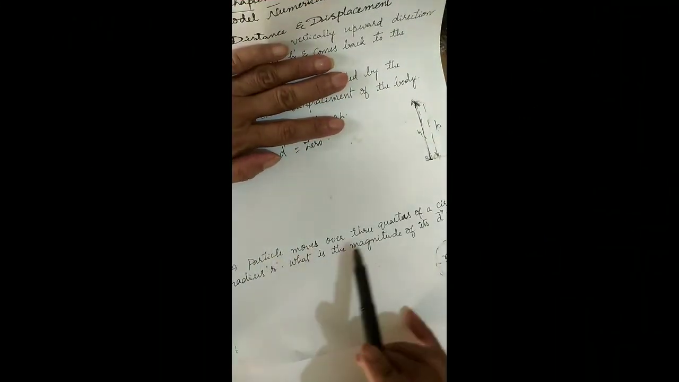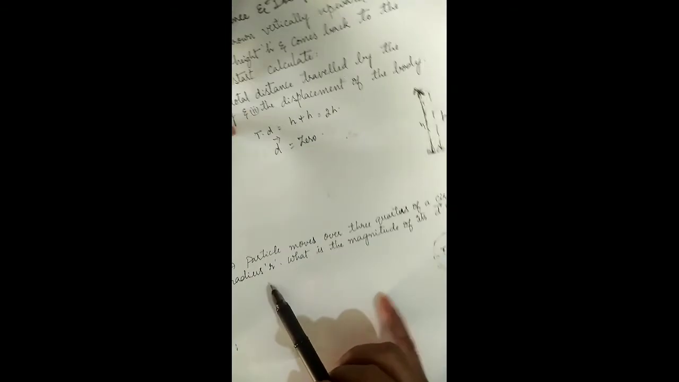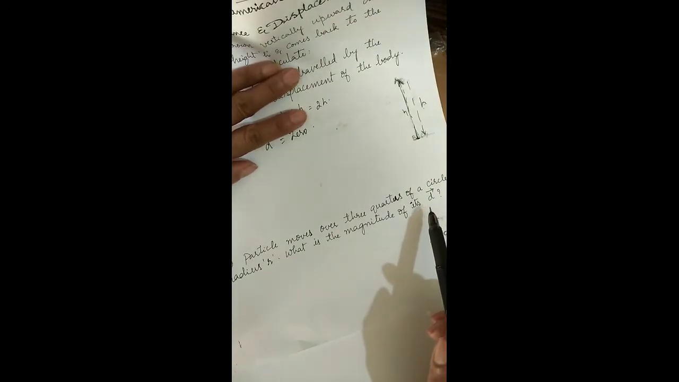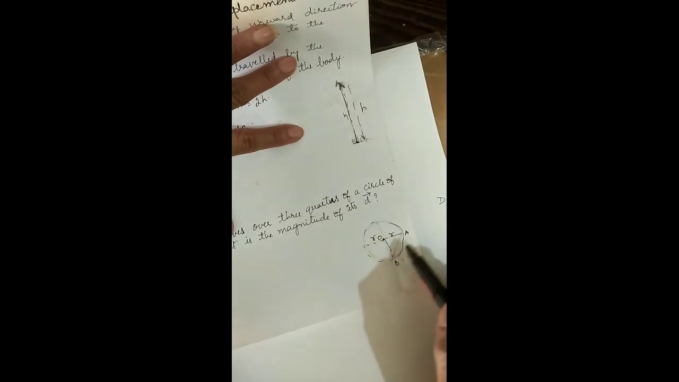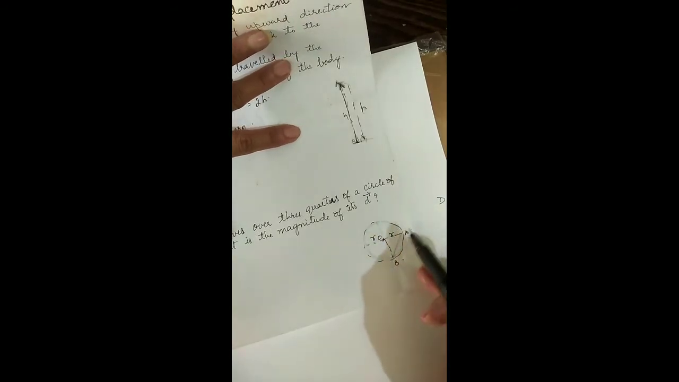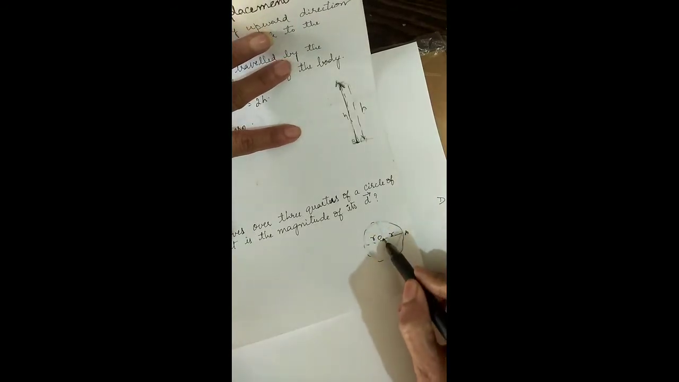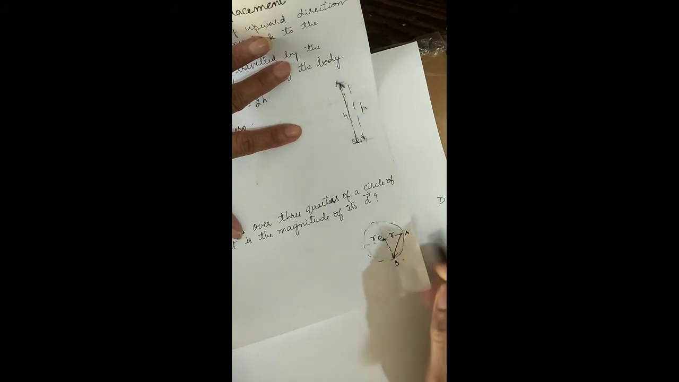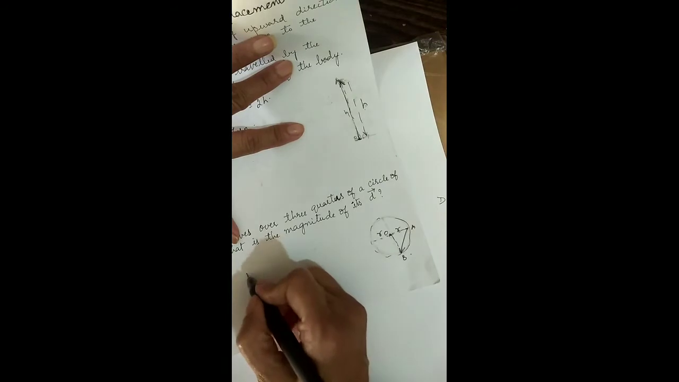Now next question: a particle moves over 3/4 of a circle of radius r. What is the magnitude of its displacement? When the particle covers 3/4 of a circle, the magnitude of displacement, see it is covering from A, suppose. What will be the magnitude of displacement? Its radius is r. This AB is its magnitude of displacement.